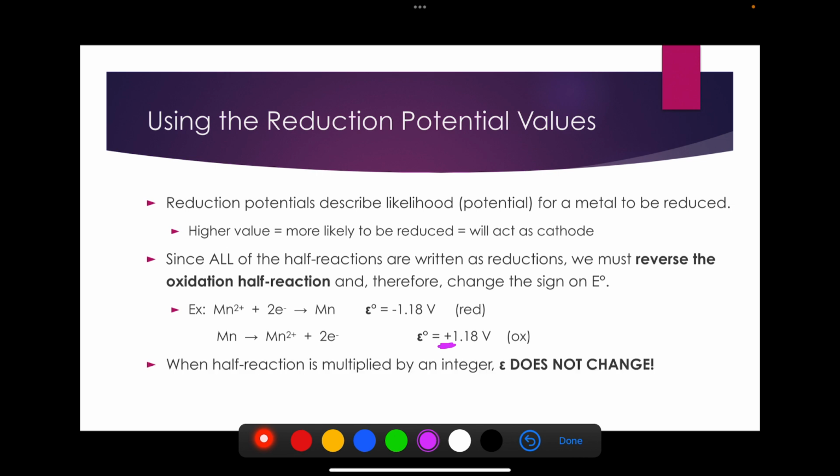It's important to note that unlike Hess's law, when we multiply a half reaction by an integer, we do not change the reduction potential. This is because reduction potential has a non-stoichiometric relationship with the reaction.